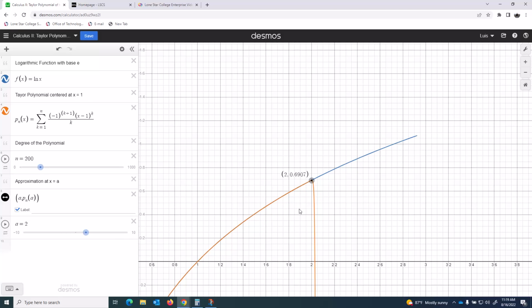But go ahead and try to find the interval of convergence for the natural log function, and you'll see the values at which it would converge. So use the ratio test or the root test for determining the interval of convergence for the logarithmic function centered at 1.